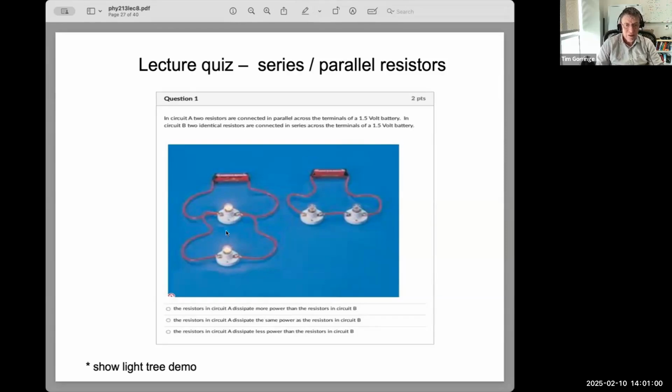You can see it. Look, these lights on the left are lit. These ones on the right-hand side are barely lit. Maybe you can see a dim glow of these.